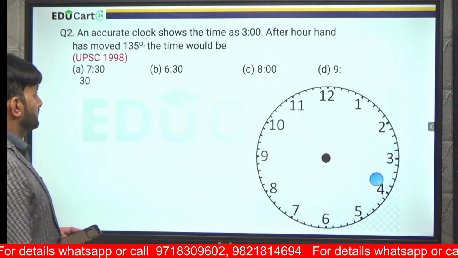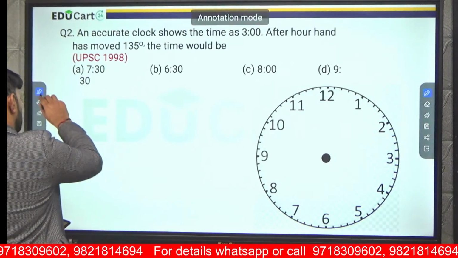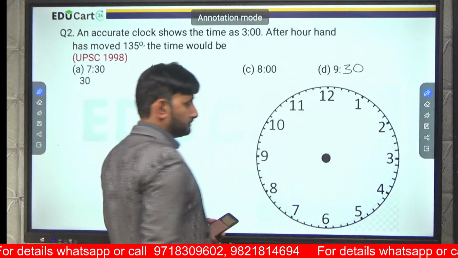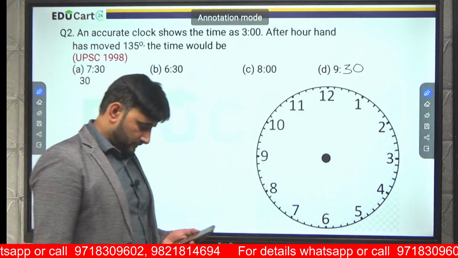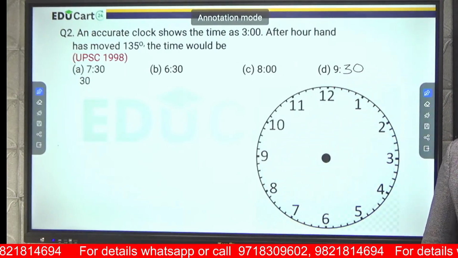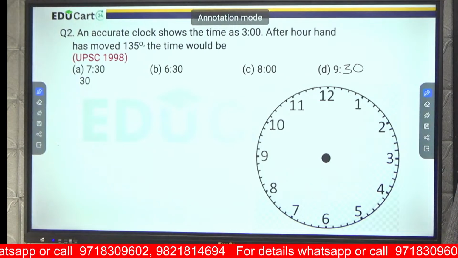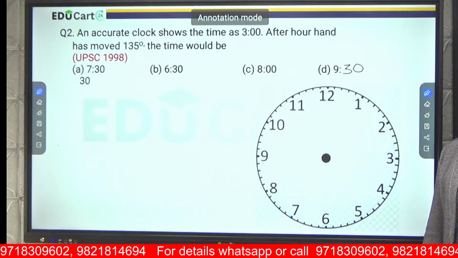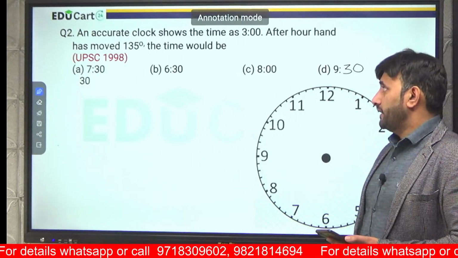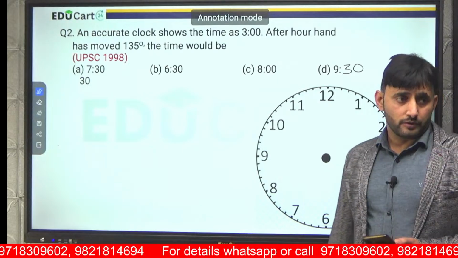Quickly attempt this. Last question, last option is 9:30. Please attempt this. Ratish, how you got 85? It is 84 beta. An accurate clock shows the time 3 o'clock. After the hour hand has moved 135 degree, we have to find the time in the clock.